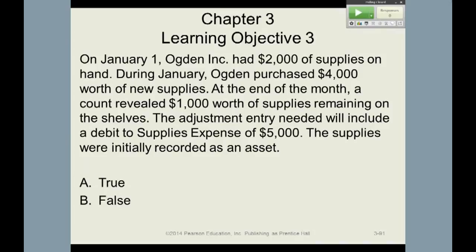All right, so if you go to the questions at the end of the third learning objective in section 3, this is where we left off. We're going to go through a couple of questions in this learning objective. Then we're going to move on and just say a little bit about the adjusting process, and then we're going to move into chapter 4.